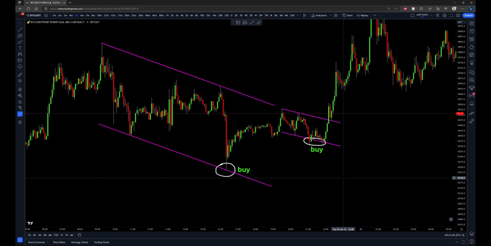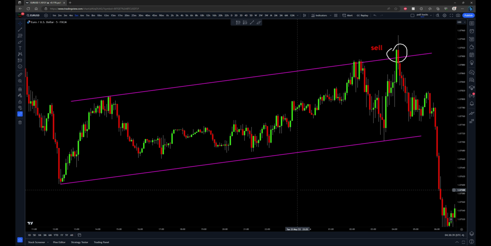Here are another couple of examples of these symmetrical price action channels where you can get a discounted entry at the lower side of the channel. Now let's take a look at some sell setups. Here's one sell setup, and here's another example of a sell setup. Now let's move on to the next discount entry method.